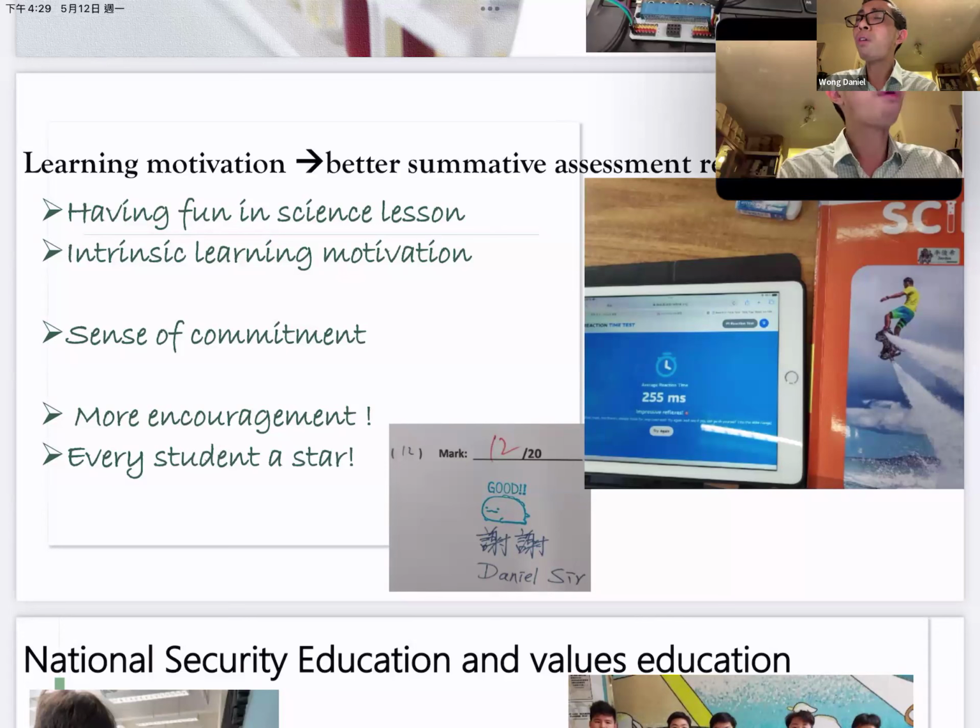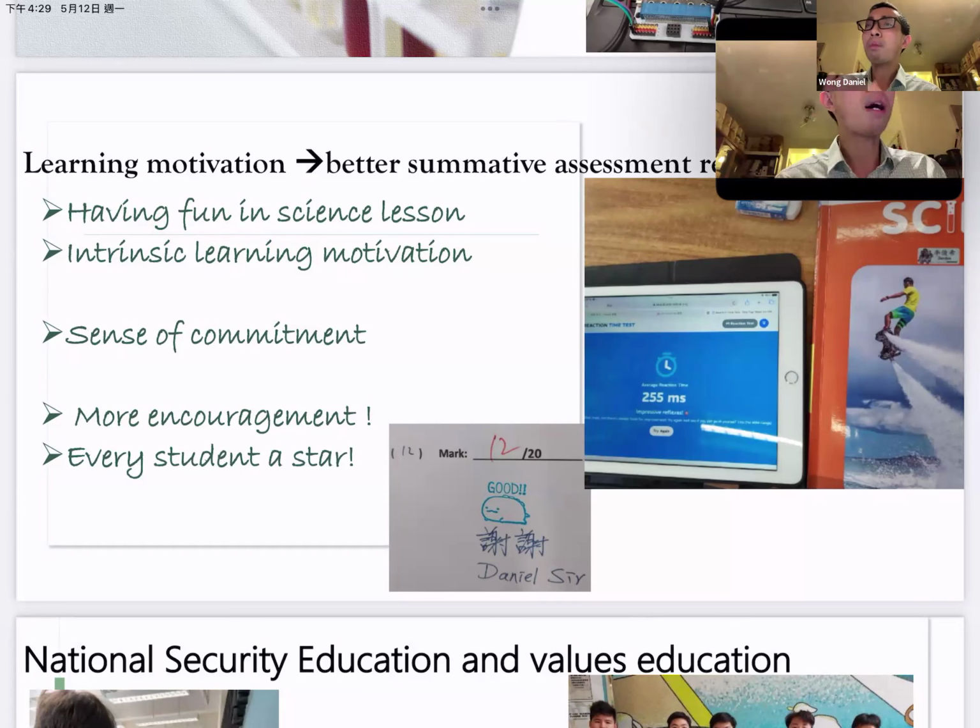And from my point of view as the head of this group, my colleagues have told me my boys have better summative assessment results in the tests and in the examinations. They like their teachers. They have fun in science lessons. They have developed intrinsic learning motivation. Otherwise, they are just tackling the public exam, and they only have higher extrinsic learning motivation.